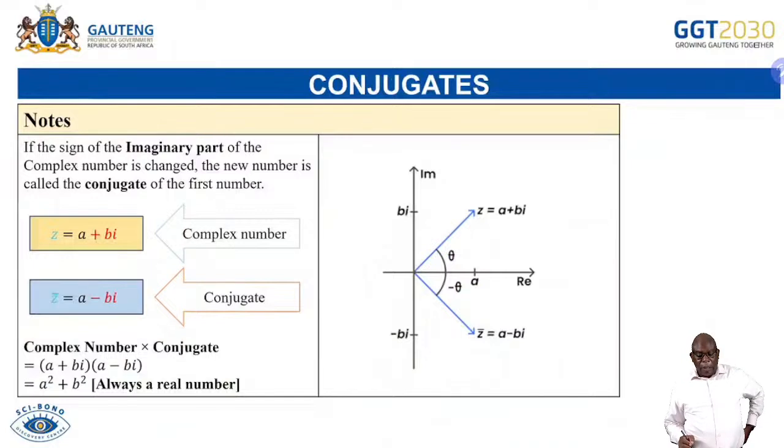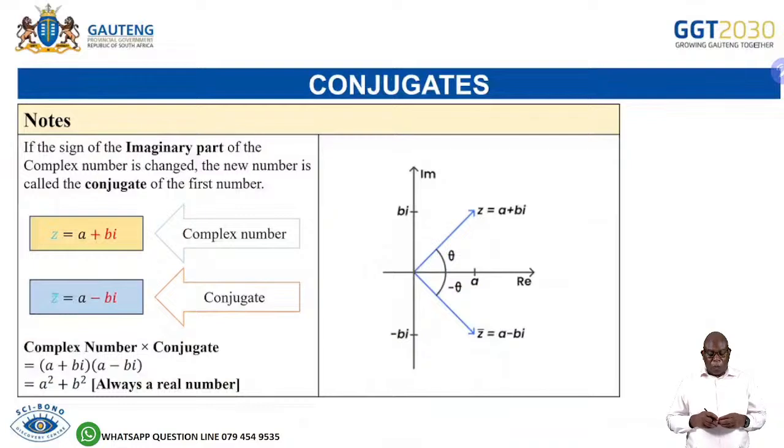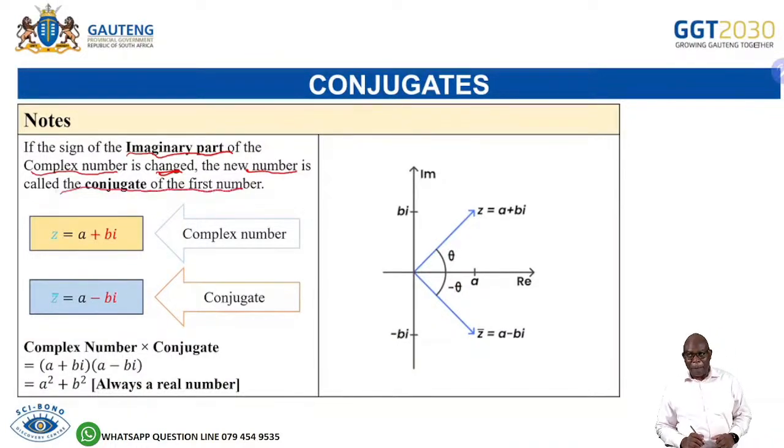Right, the word conjugate. This is where we change the sign of the imaginary part. Once we change the sign of the imaginary part, the value that we get will be a conjugate. So a conjugate is when we change the sign of the imaginary part. If the sign of the imaginary part of the complex number is changed, then the new number is called a conjugate of the first number.